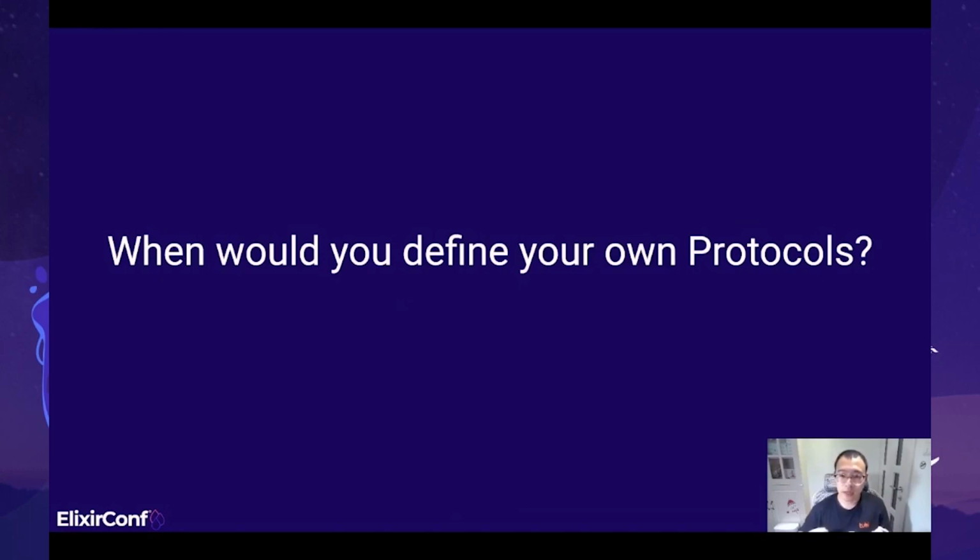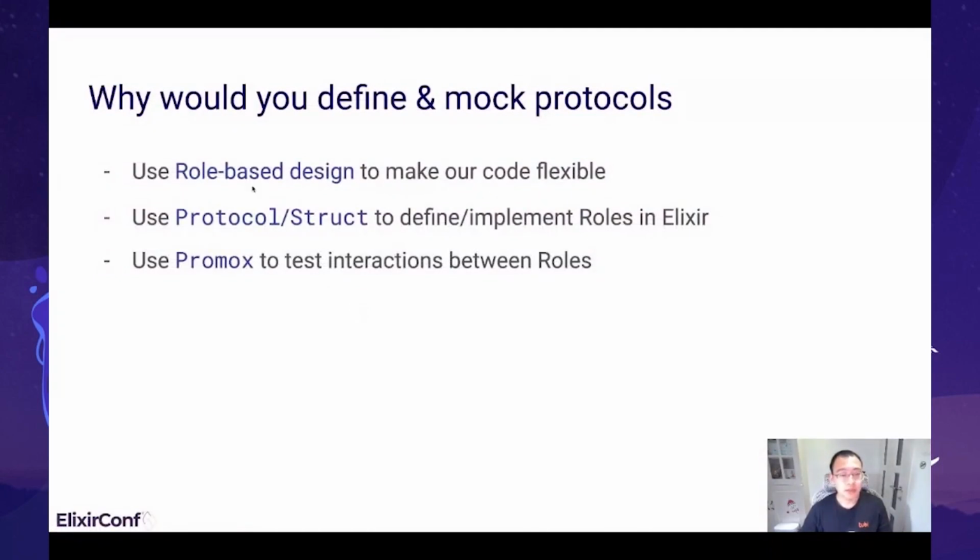But what if we define our protocols first, then define our implementations? That's basically today's talk. In today's talk, I would introduce a kind of design called role-based design, and we would see how to design based on roles to make our code more flexible, how to use protocols in Elixir to define these roles, and how to use structs to implement these roles later. And then finally, we would see how to use Promox to test these interactions between roles.